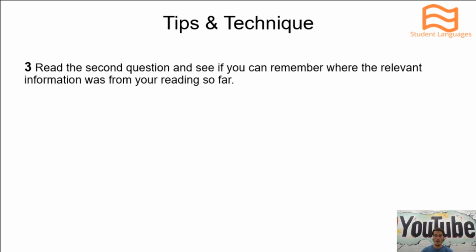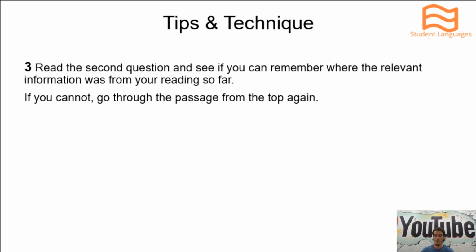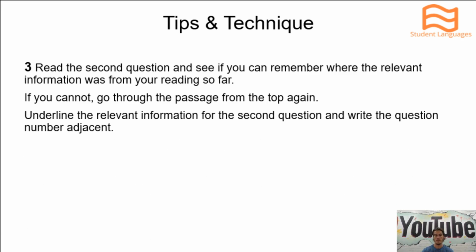Okay, time for tip number 3. You should read the second question and see if you can remember where the relevant information was from what you've read so far. If you can't, you should go through the passage again from the top, underlining anything that is relevant to the second question. And again, once you've underlined something which is relevant to the second question, you should write the question number next to it.